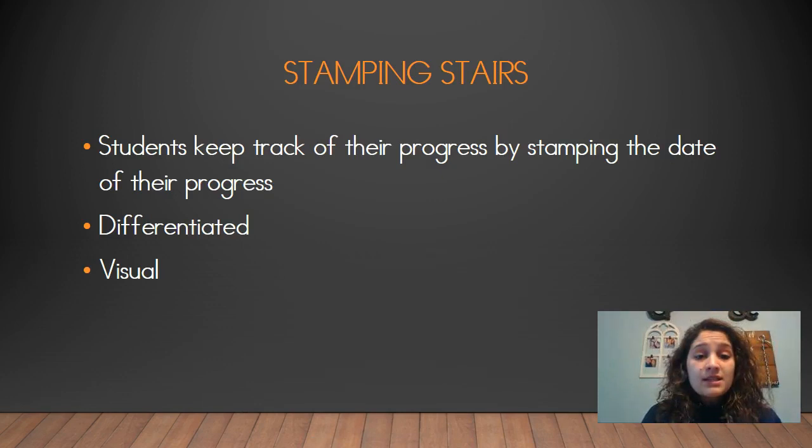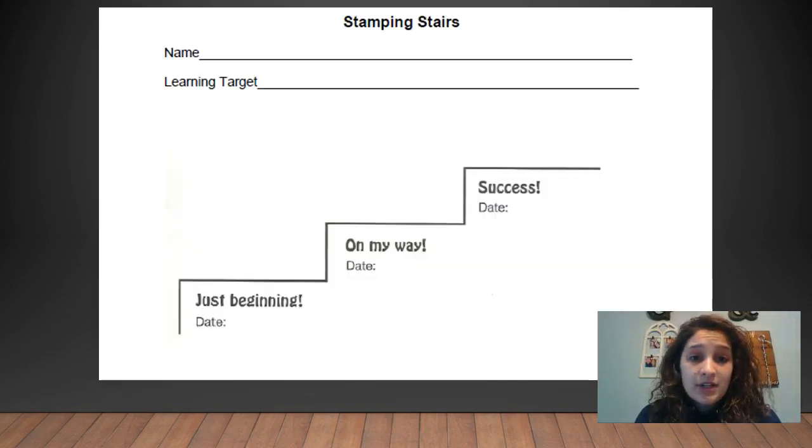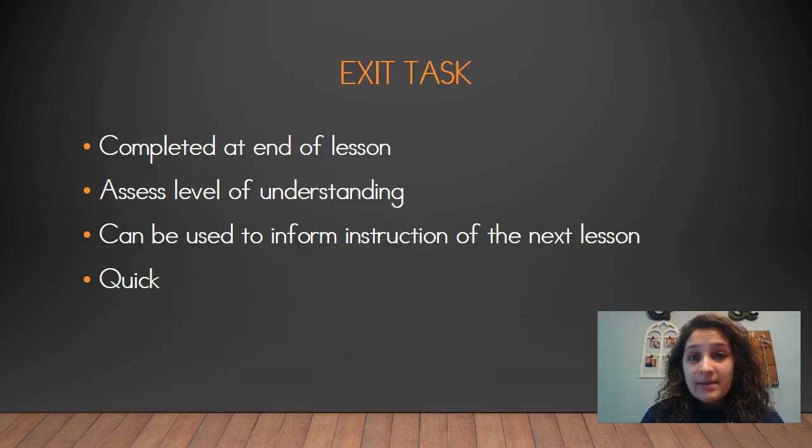Stamping stairs, students would keep track of their progress by stamping the date of their progress. Depending on what we're using for subject, it's differentiated, and it's also, again, another visual. And this is really great because then I'd be able to help all students with it. And so this picture is just one that I got from the Chappius book. It's just 3 different targets, just beginning, on my way, and success, which is really short and sweet, really great for younger grades. And with your older grades, you can include more steps in there.